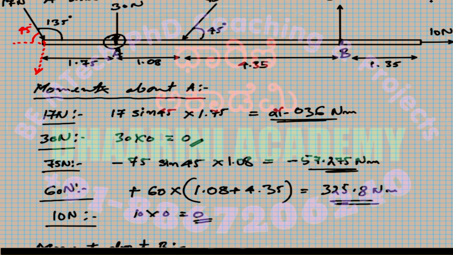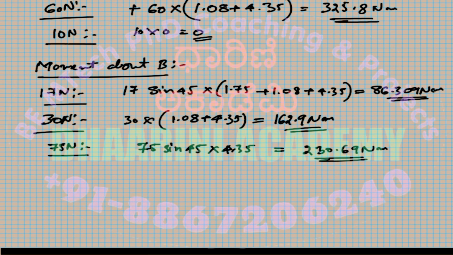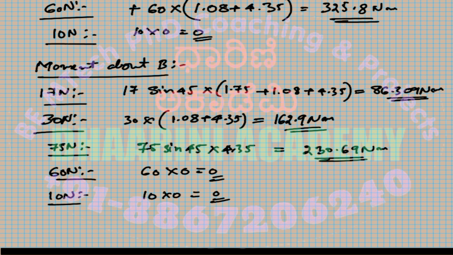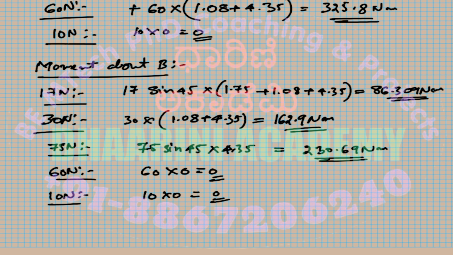Okay, then let's move further. The next force is 60 Newton, and I can see that the 60 Newton is passing through B, so the moment is 0. 60 into distance being 0, this is 0 Newton meter. Even the 10 Newton which is at the end is also passing through the point B. So this is 10 into 0, so 0 Newton meters is the answer. So the moments can be calculated using this particular concept.